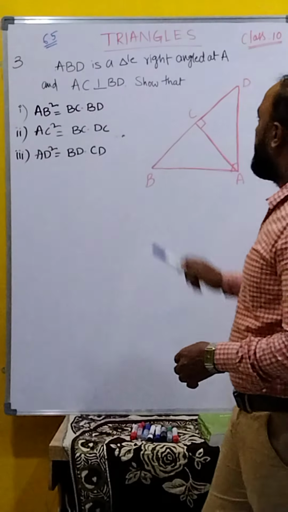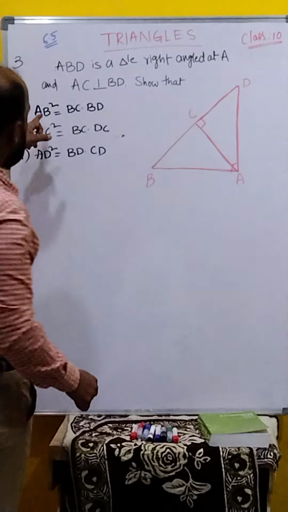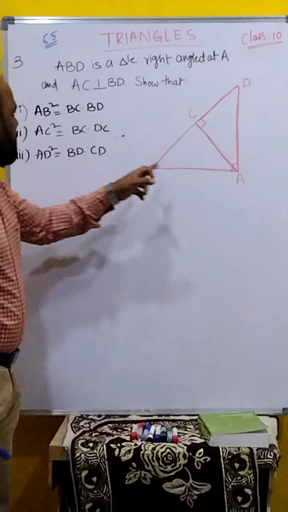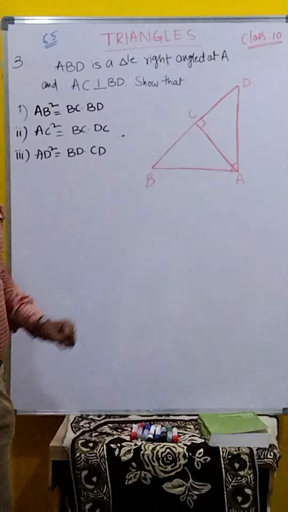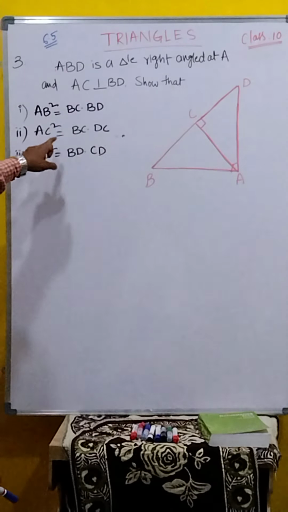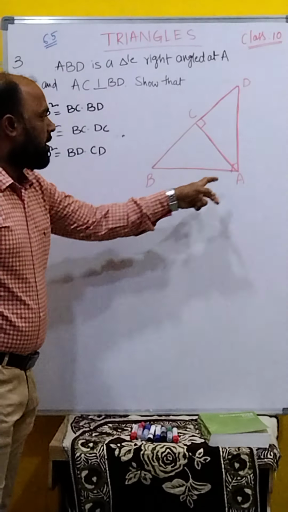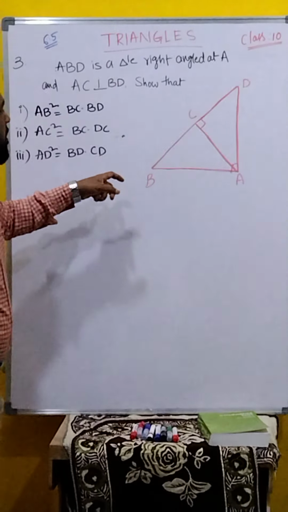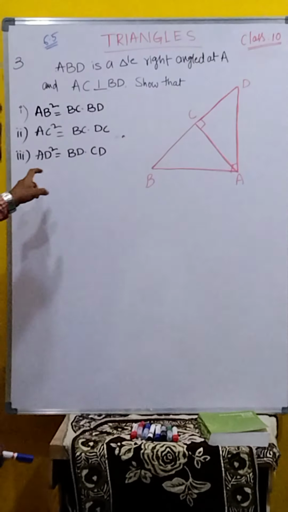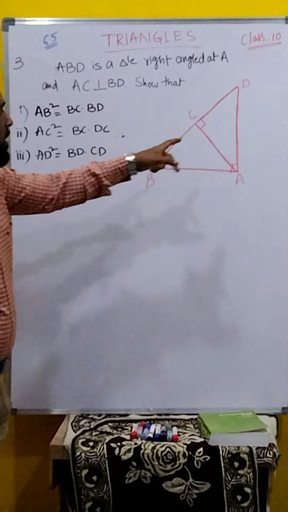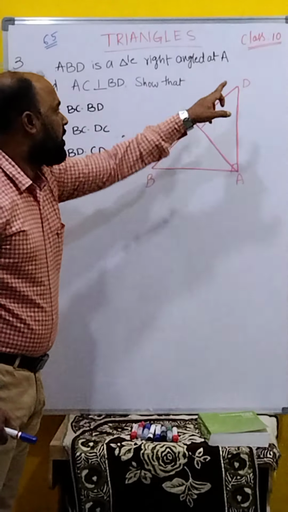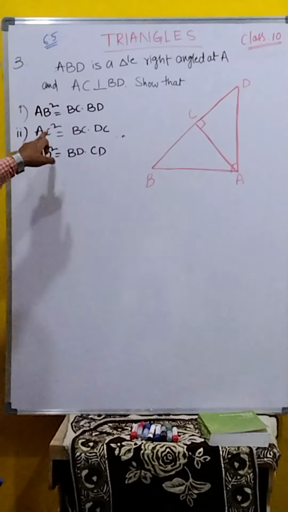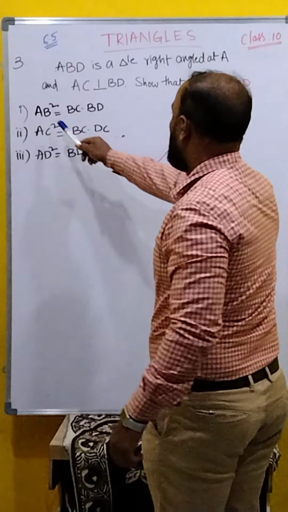AC is perpendicular to BD, that is given, and show that, first, AB square is equal to BC into BD. Second, AC square is equal to BC into DC. And third, AD square is equal to BD into CD. Here, observe the first one, AB square.